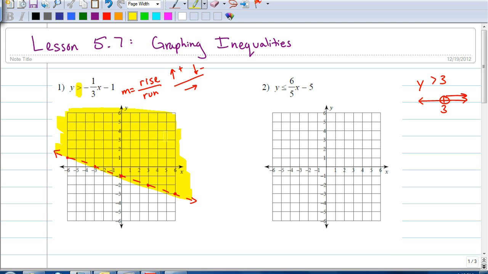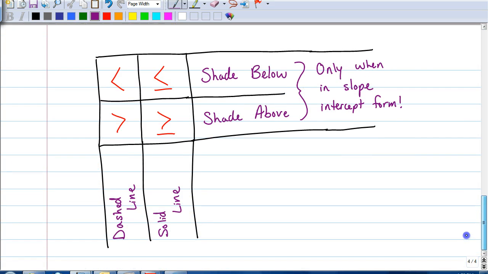Now this trick of being able to shade above the line only works when we're in slope-intercept form. So let's talk about that for a second. Let's look at this table. So why don't you copy down this table in your notes, and while you're doing that, I'll explain what this means. So in the middle here we have our different symbols, our less than or equal to, greater than or equal to.